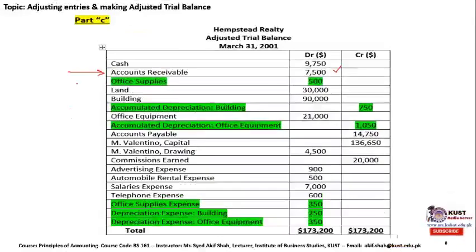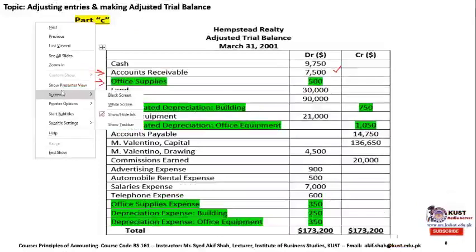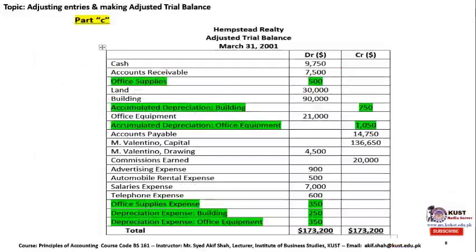How to do that? Here we have to adjust our first account title, which is the office supply. So office supplies previously were $850 and we have used $350 during the month of March. Therefore, the remaining amount left over in our office supplies stock is $500. So we have incorporated our first entry into the trial balance and have made an adjusted trial balance.